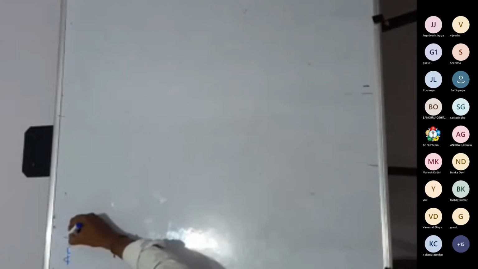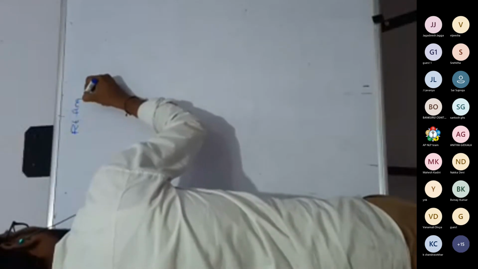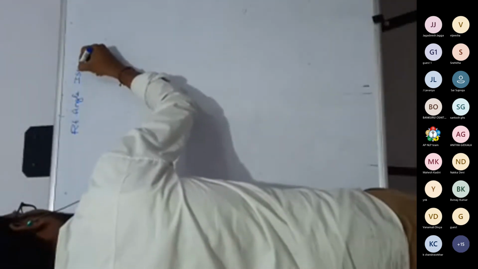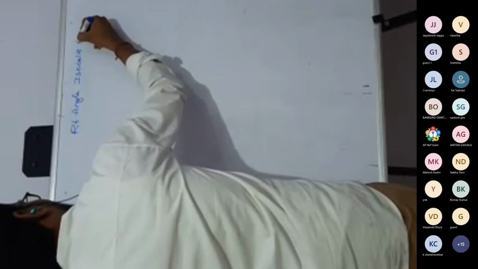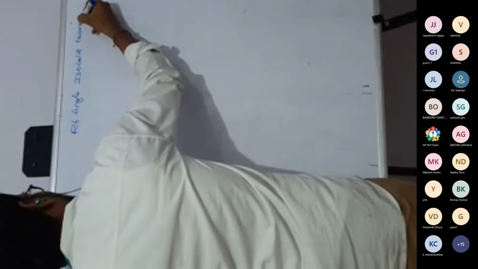Now, let me discuss the fourth and fifth. What are the major differences between the right angle triangle and the right angle isosceles triangle?